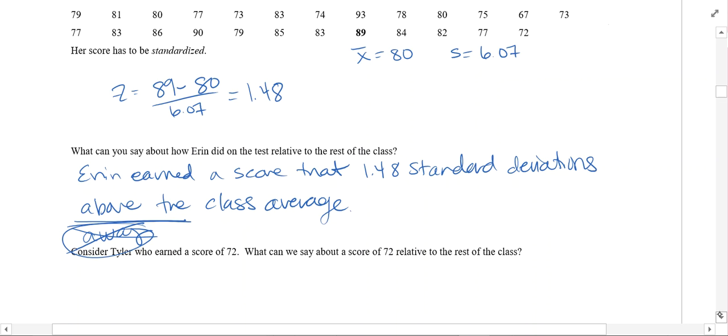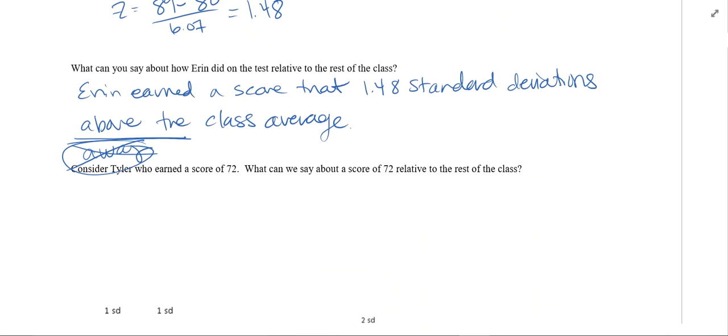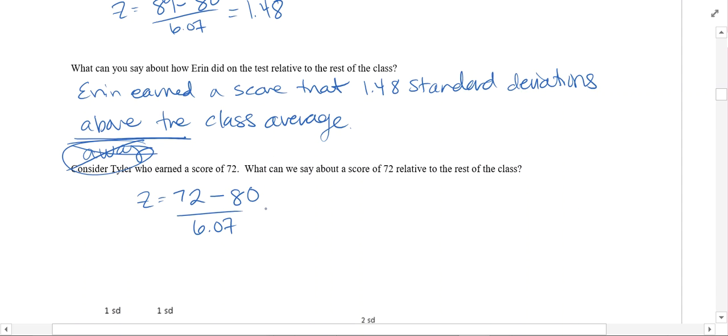All right, consider Tyler, who earned a score of 72. What can we say about a score of 72 relative to the rest of the class? We've already got the mean and standard deviation, so we're just going to find another z-score. 72 minus 80 divided by 6.07. Go ahead and calculate that. You should get negative 1.32.